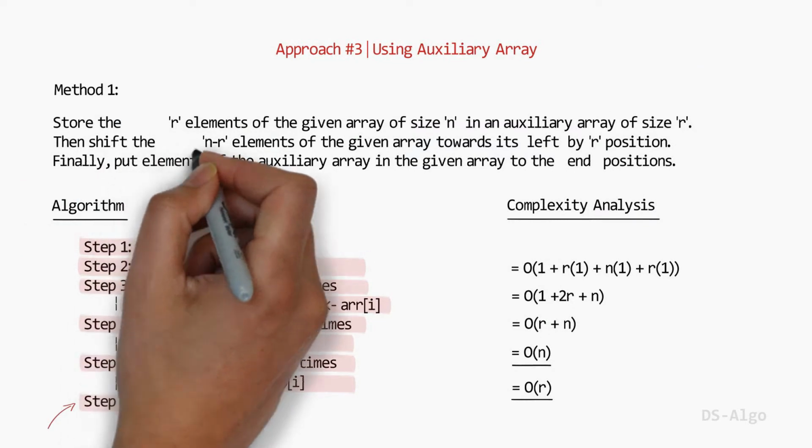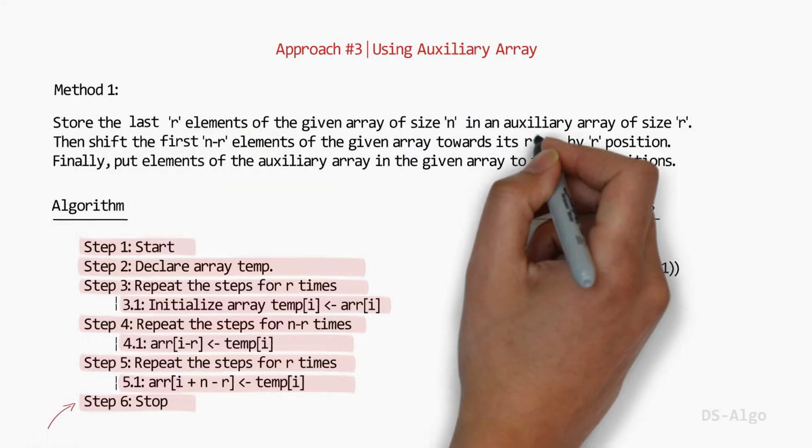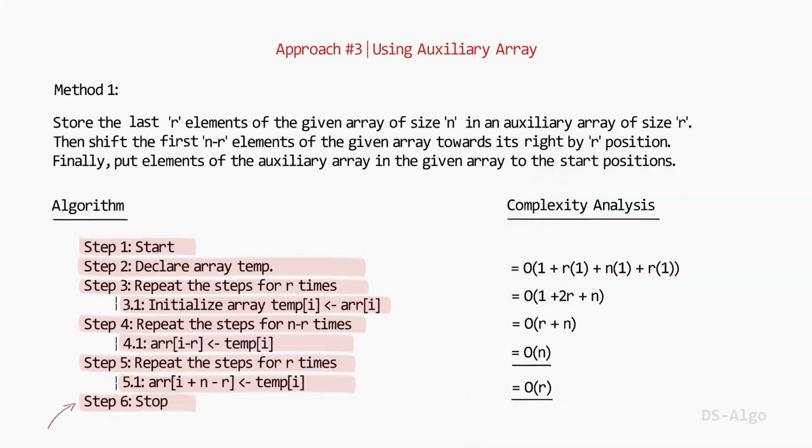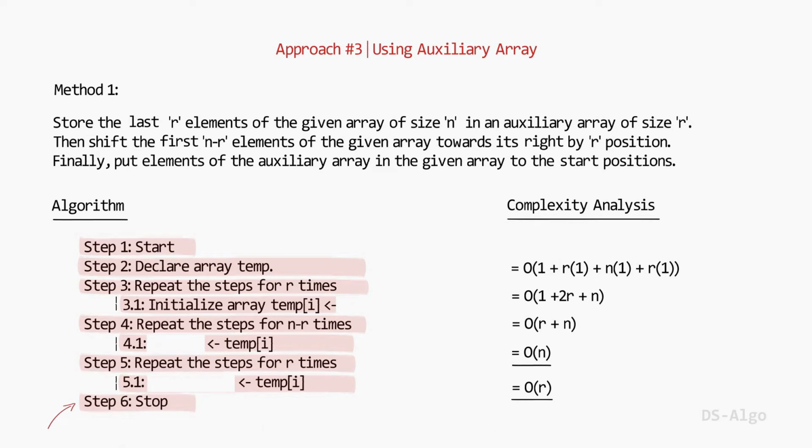For right rotation, the algorithm would become: store the last r elements of the given array in an auxiliary array. Shift the remaining n-r elements of the given array towards its right by r position. Store the elements of the auxiliary array in the given array to the start position.